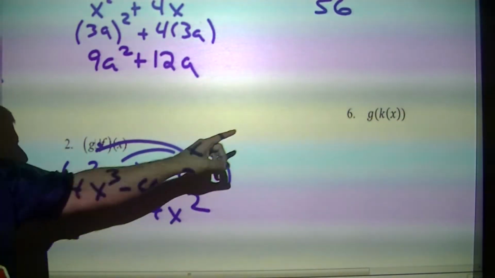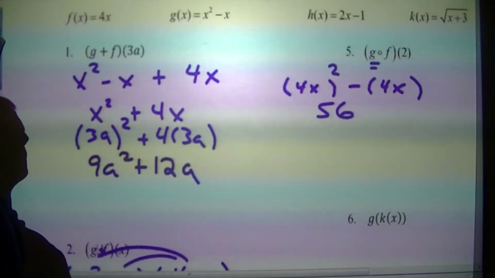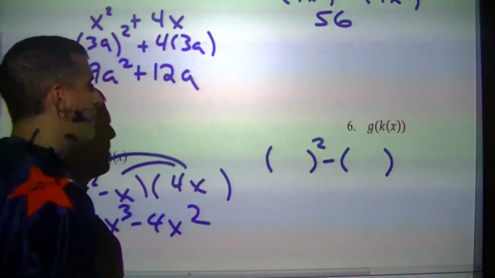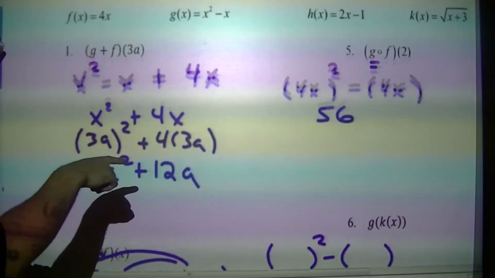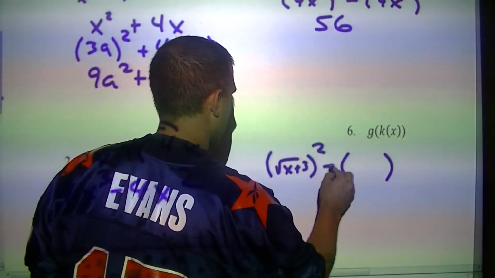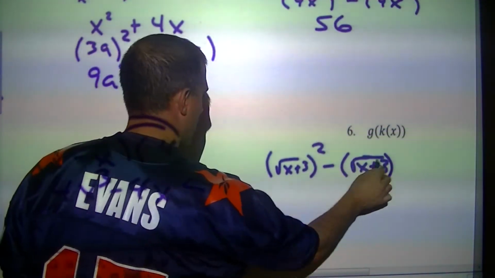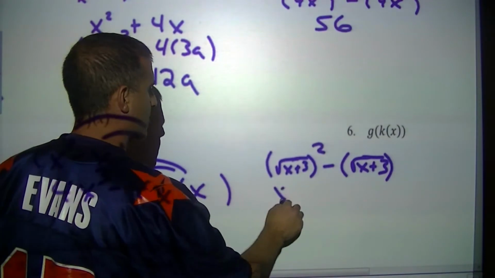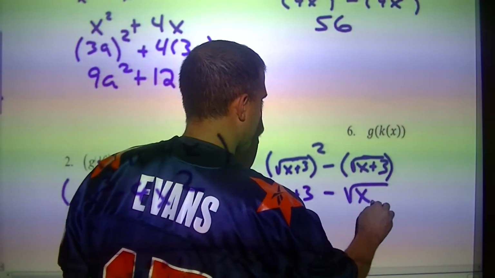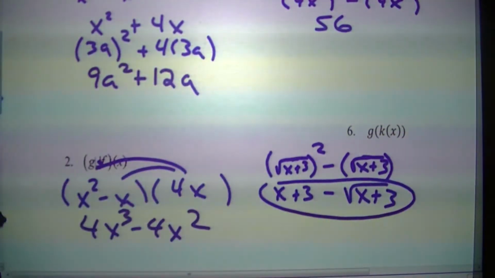Now this is g of k, a composition, so I'm going to start with the g function, x squared minus x. What am I going to put inside of there? I'm putting in k. K is square root of x plus 3. The square gets rid of that square root, so I'm left with x plus 3 minus, and nothing's going to happen with this, it's going to be x plus 3. Nothing combines here, so this is going to be my final answer.